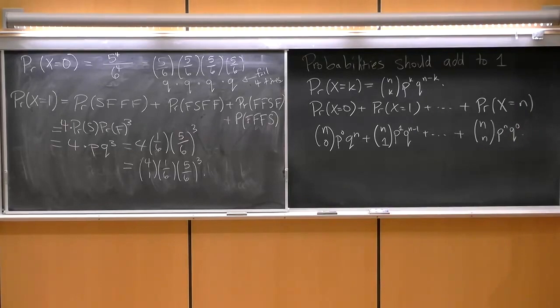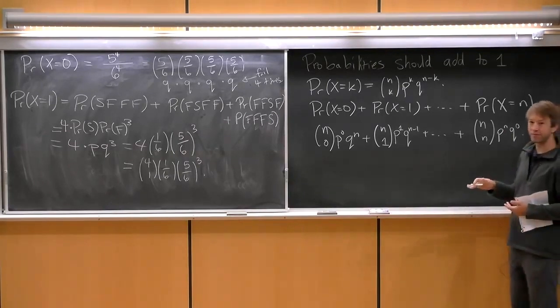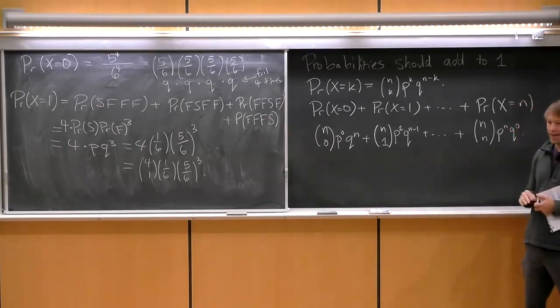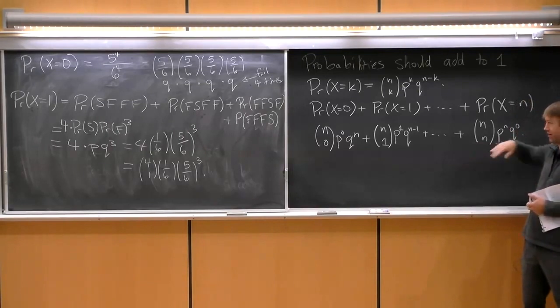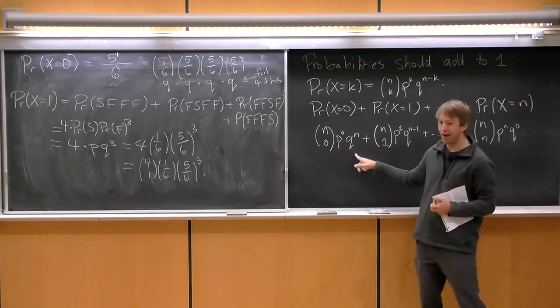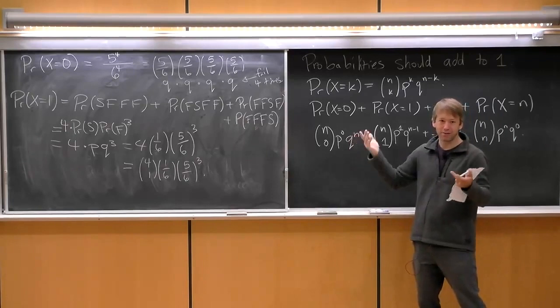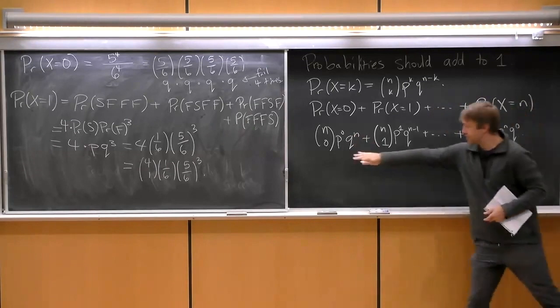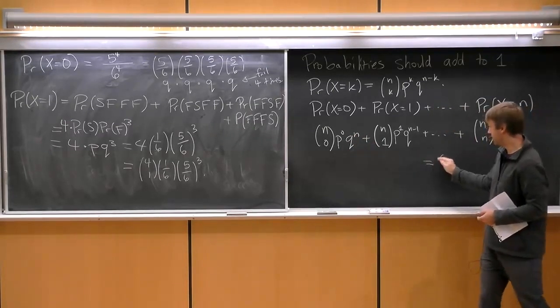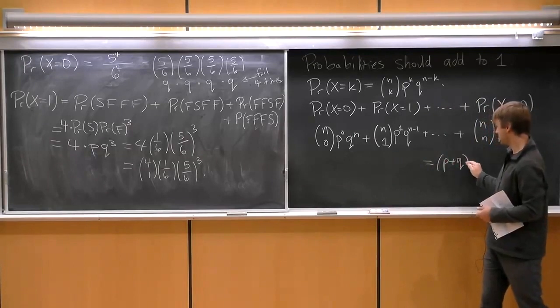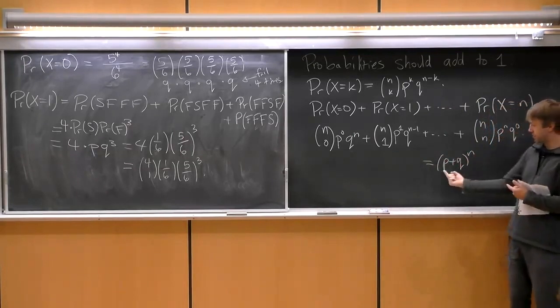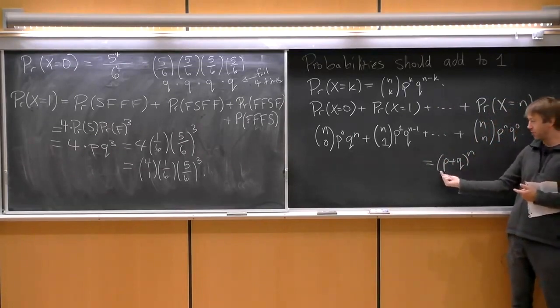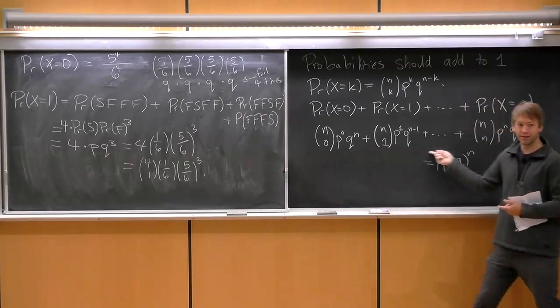Does anyone remember something like this? We didn't practice it very much, and it didn't show up on the test, but we've seen something that looks like this before. Yeah, this looks a lot like the binomial theorem, right? Except before we had an x and a y, but x and y could just be p and q. It doesn't matter. What the binomial theorem says is that this big sum should be equal to p plus q to the n, because the binomial theorem is for expanding things like this.